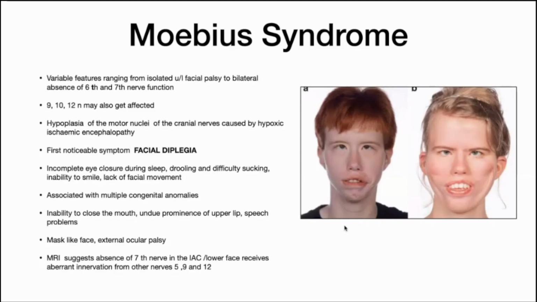So how is it diagnosed? The child is not able to smile. He has bilateral incomplete eye closure. He has difficulty sucking, and lack of any facial movement. The first noticeable sign would be a facial diplegia. He has a bilateral facial paralysis, inability to smile, and you can see in both eyes the lateral rectus is paralyzed. The patient has a mask-like face, and when we get an MRI of such a child, it will show absence of the seventh nerve in the internal auditory canal.